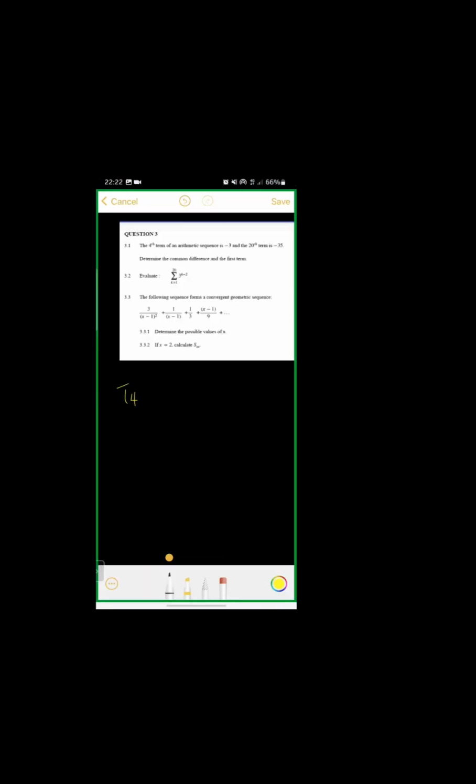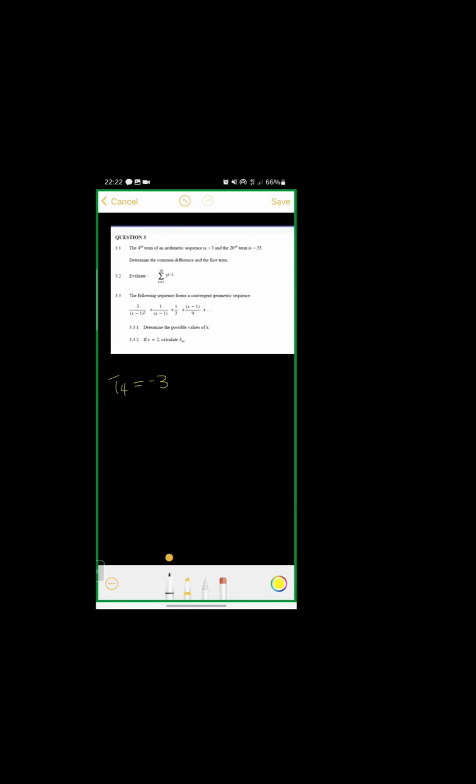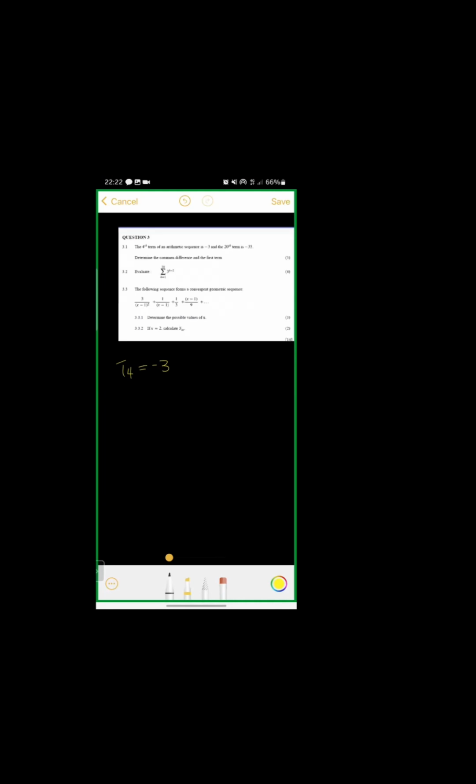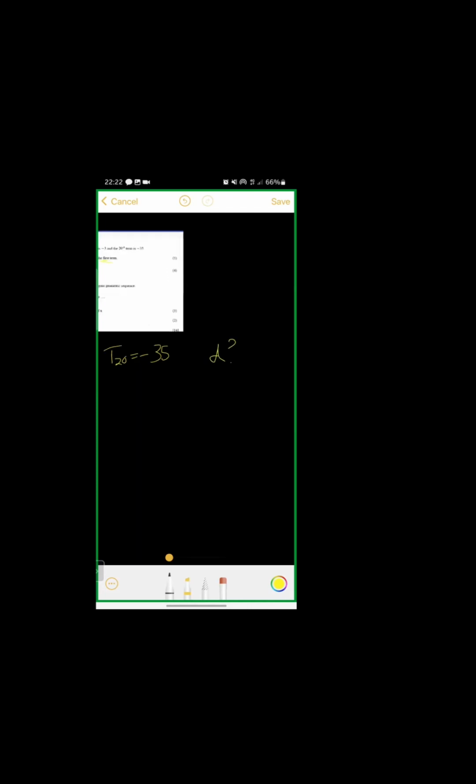So it says T4 is -3, right? And the 20th term is -35. So just write down what we have. T20 is equal to -35, right? And then it asks us to determine the common difference and the first term. So our aim is to find our D and our A. You can call it A, you can call it T1.